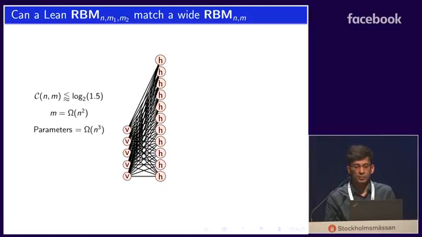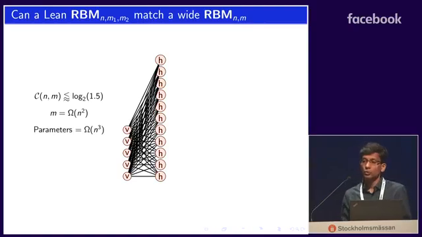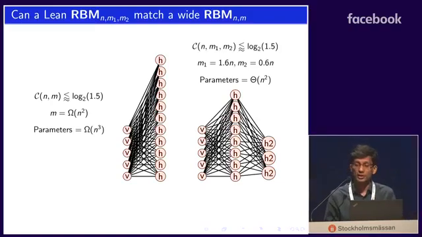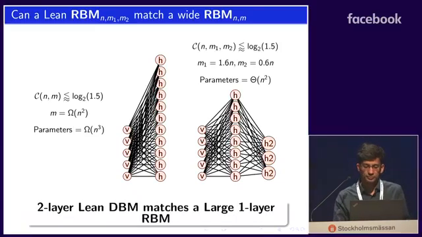Given these lean RBMs, we ask this question. If we consider a single layer RBM with omega of n squared hidden units, that is omega of n cubed parameters, a cubic number of parameters, can we construct a two-layer DBM that has the same capacity, but with far fewer parameters? It turns out we can. We construct a two-layer lean DBM that has theta of n squared parameters, but with the same ISC. This shows that a two-layer DBM can match the capacity of a single layer RBM, but with far fewer parameters.